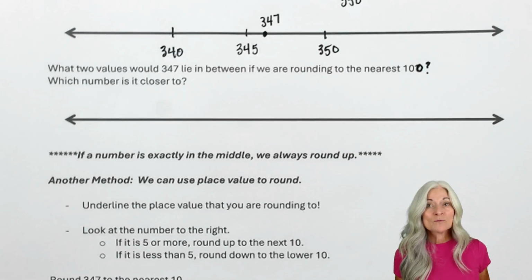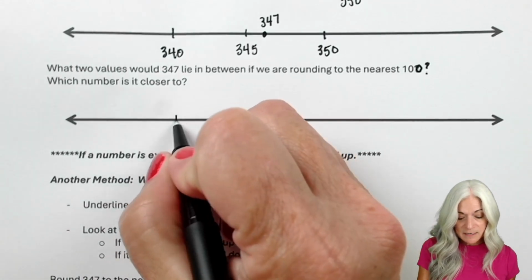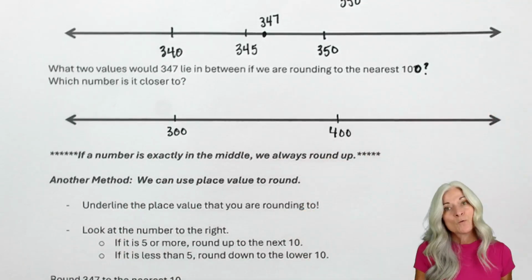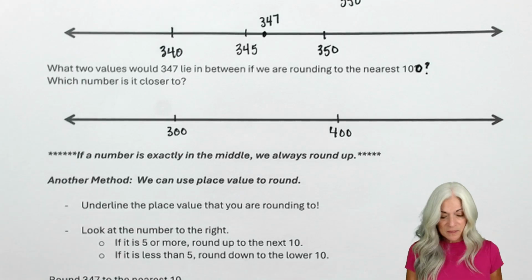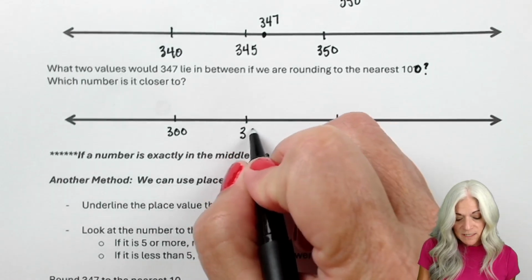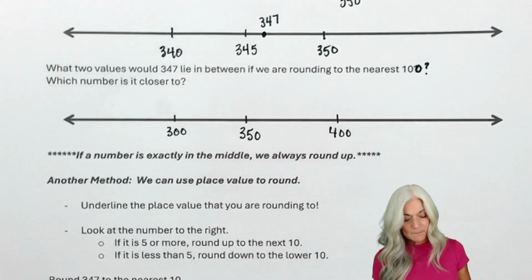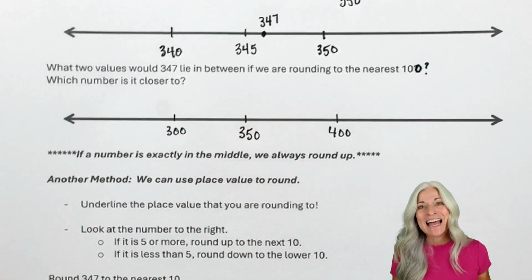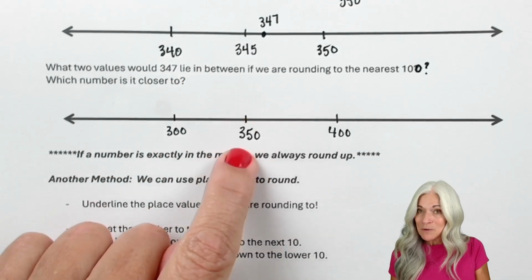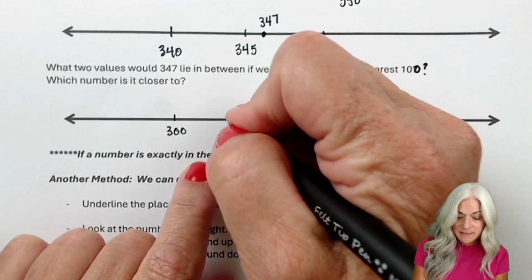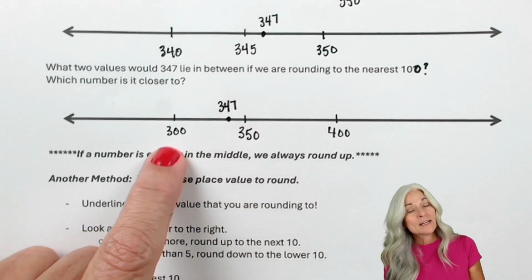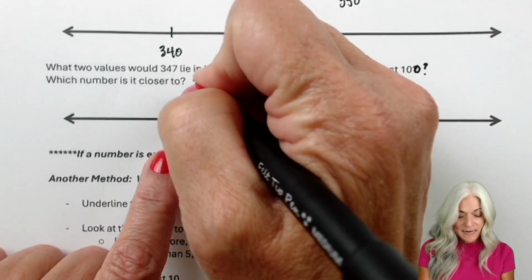Now, what two values would it lie in between if we're rounding to the nearest 100? If we're rounding to the nearest 100, it's going to be in between 300 and 400. Again, I like to put the number that's exactly in the middle, which this time would be 350. Now, where does 347 lie in relation to that middle point? It's going to be to the left. So when we're rounding to the nearest 100, we're going to round down to 300.